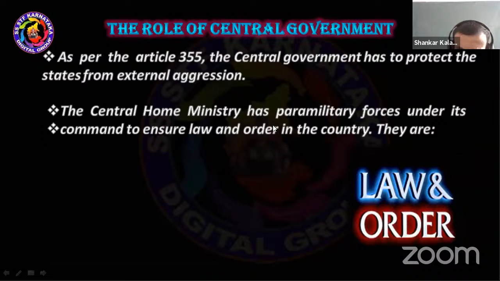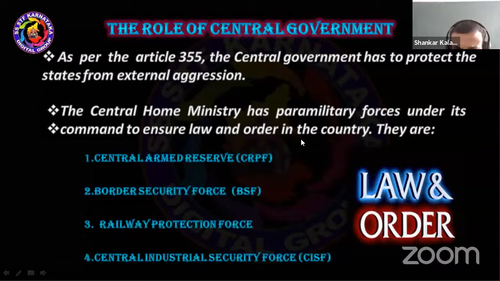The Central Home Ministry has paramilitary forces under its command to ensure law and order in the country. You know that there are more than three of them. The Central Reserve Police Force, that is called in short form CRPF.